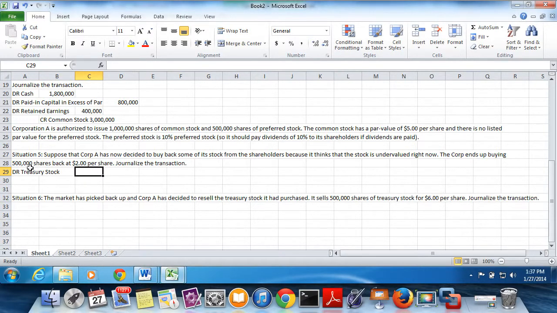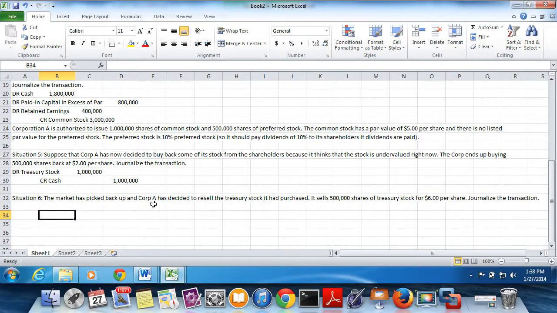So at this point, we're not really worried about par value. So we have 500,000 times $2 per share. So that gives us a cool million. Okay, and of course, to pay for something, we're going to assume we're paying in cash. So we've got a credit of 1 million to cash. Okay, pretty easy.